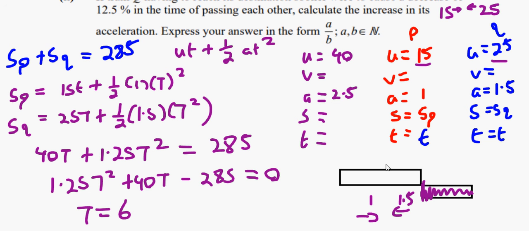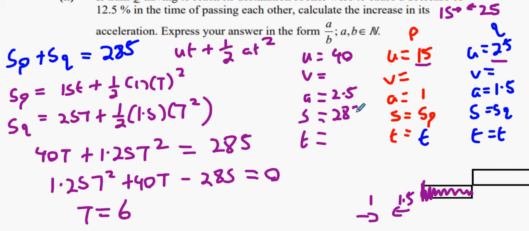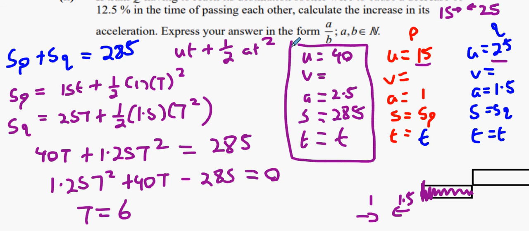The distance remains the same. You still have to do 90, and then you have to do another 195 to pass it out. So that's still going to be 285. And your t value is still t. If you do s equals ut plus a half at squared directly on that, you'll end up right here, straight away. Half of 2.5 is 1.25 squared, and ut is 40t. So you essentially jump straight into the same equation, and you get the same answer. Yes?